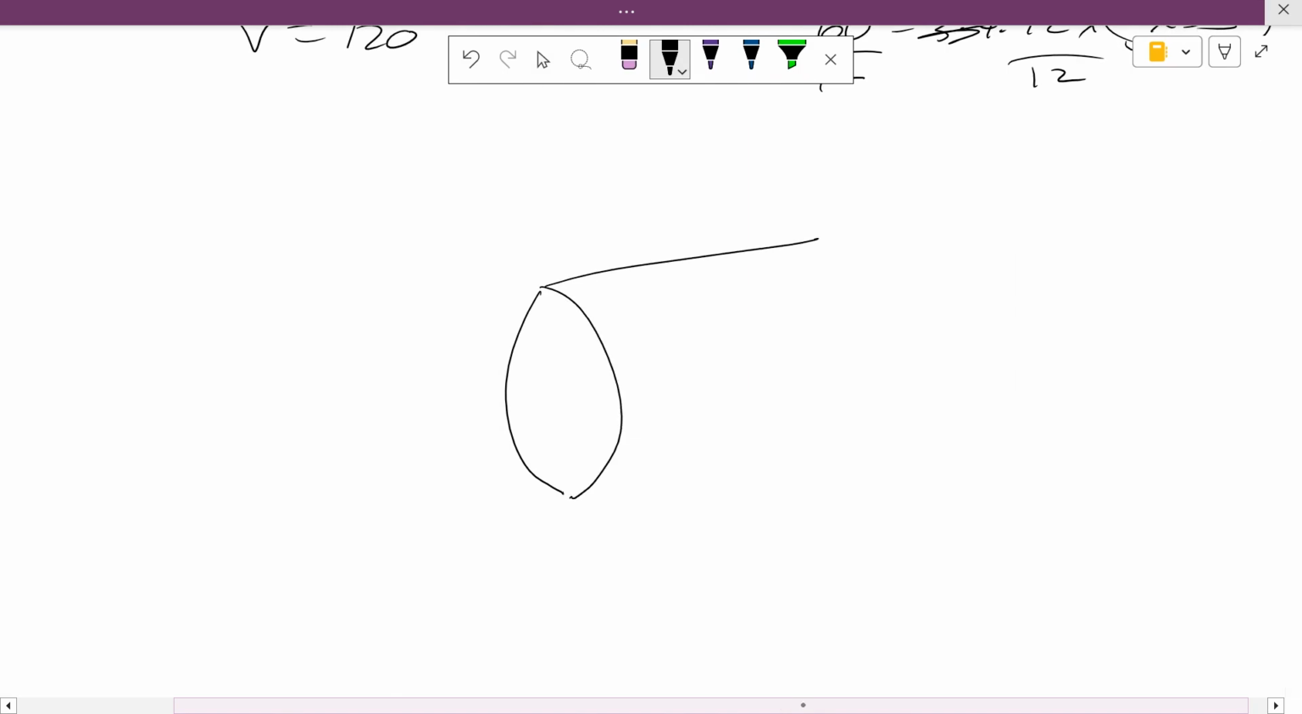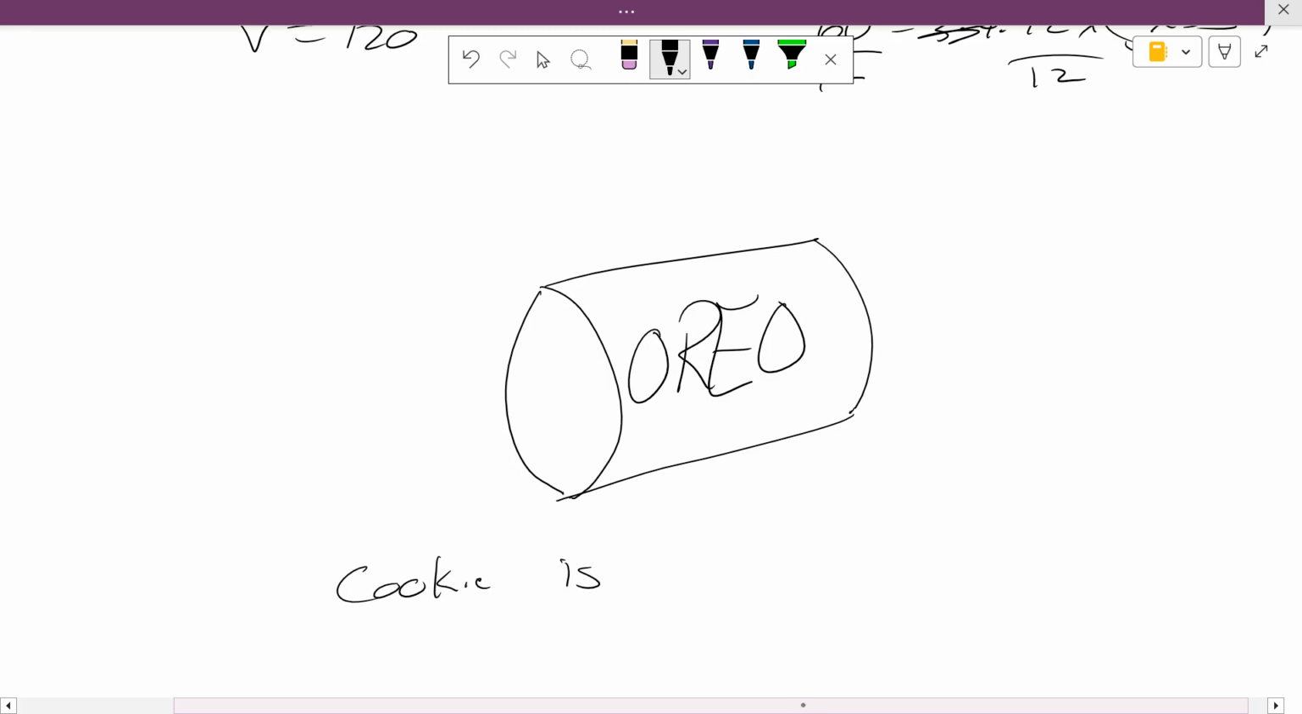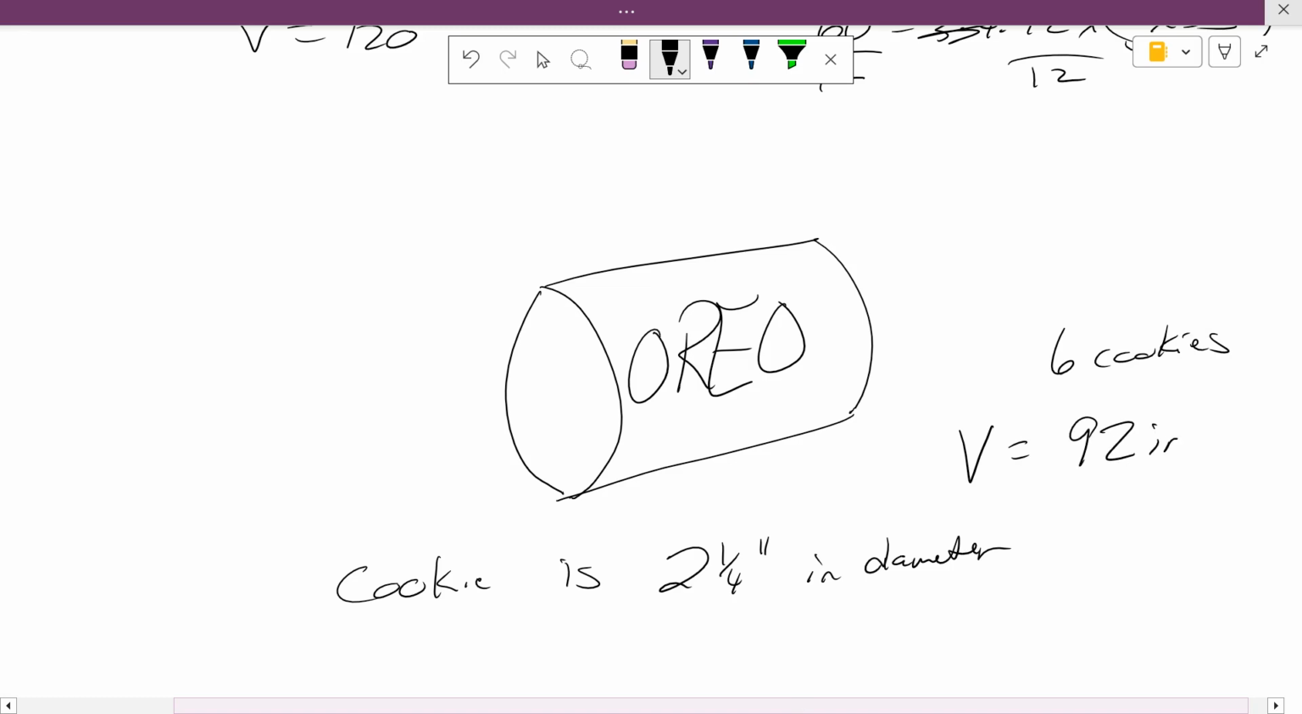You have a sleeve of Oreo cookies. Each cookie is 2 1/4 inches in diameter. There's 6 cookies in the sleeve. The volume of the sleeve is, let's say, 92 inches cubed. How thick are the cookies?